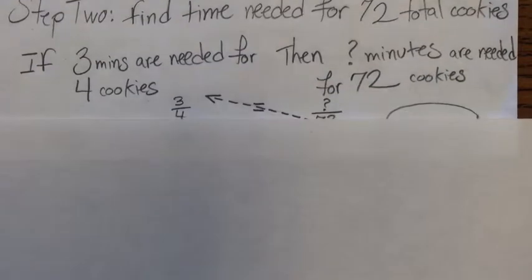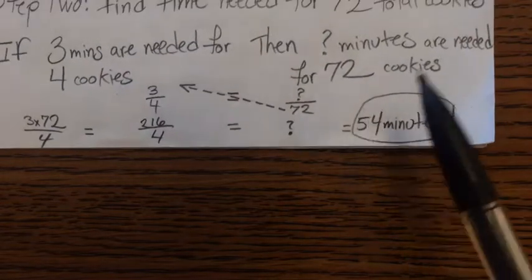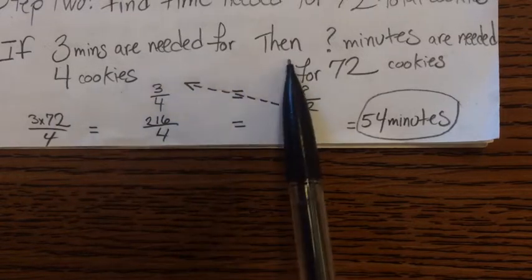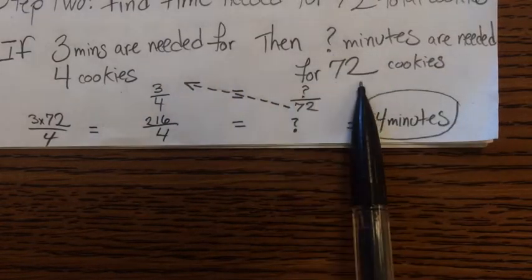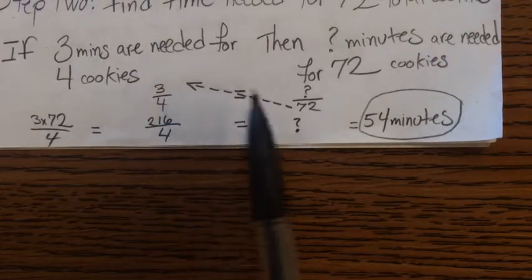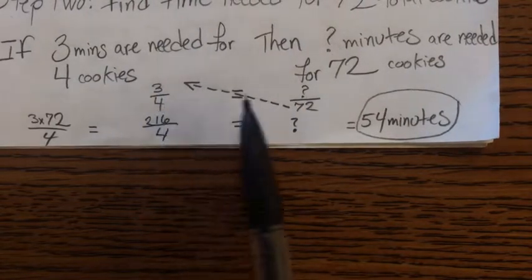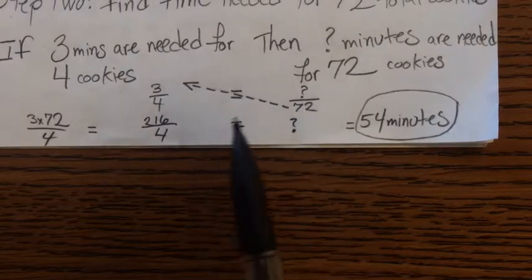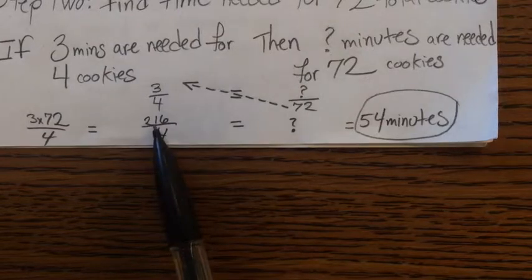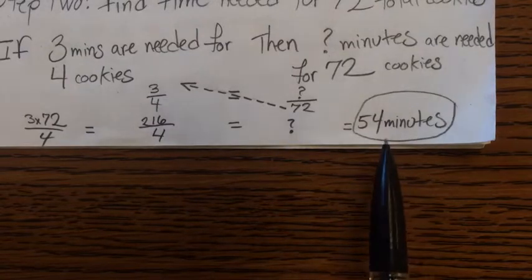If 3 minutes are needed for 4 cookies, then how many minutes are needed for 72 cookies? Well, 3 minutes per 4 cookies, question mark minutes per 72 cookies. We're just going to cross multiply. 72 times 3 is 216, divided by 4 is 54 minutes.